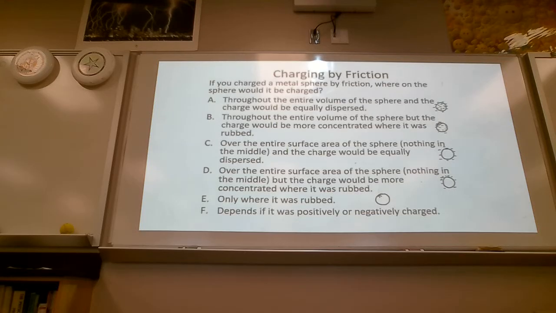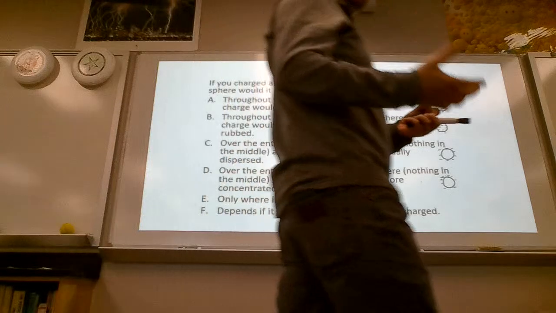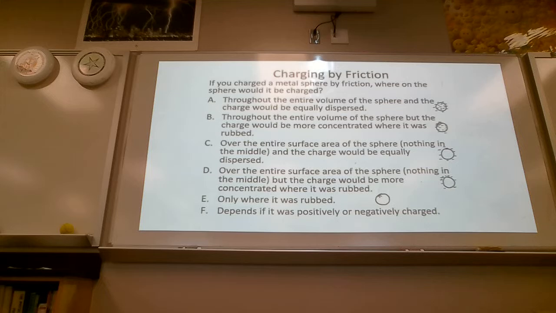So here's what I want you to write down. A charged conductor, the charge will always reside on the outside surface. Okay. The charge on a conductor will always reside on the outer surface. That's the fact I want you to walk away with. On a conductor, the charge will always reside on the outer surface, not in the middle. Good?